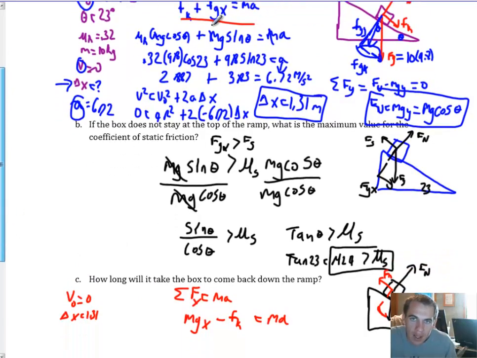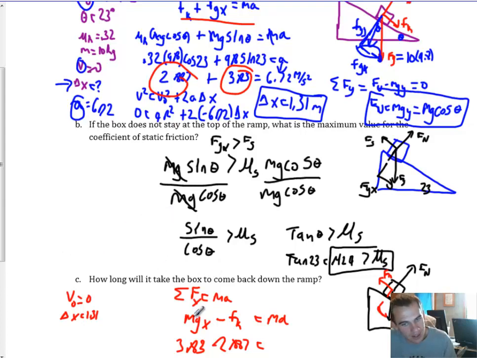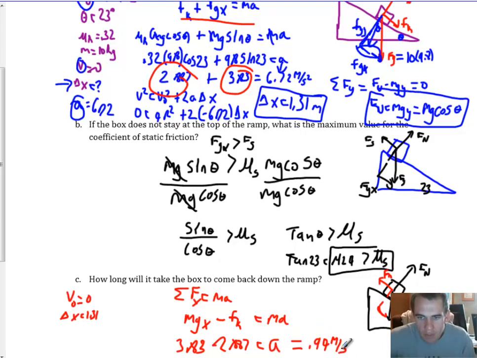Okay, and so mgx, I know right here, this is going to be 3.83. fk, I know this is going to be 2.887. So 3.83 minus 2.887 equals ma. And in fact, I've got to be careful because this was after all the masses were canceled out. So this just equals a. And so when I do this subtraction, I get 0.94 meters per second per second. Okay, this is the acceleration of the block down the incline.